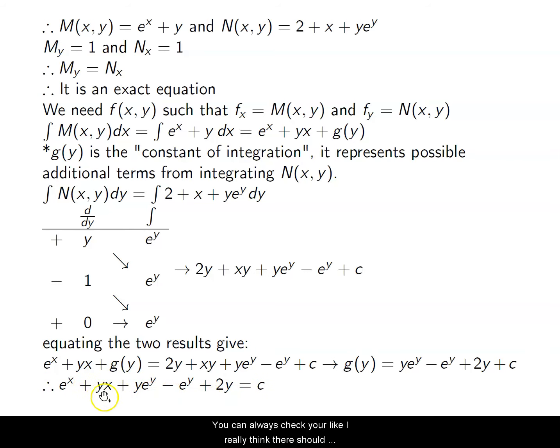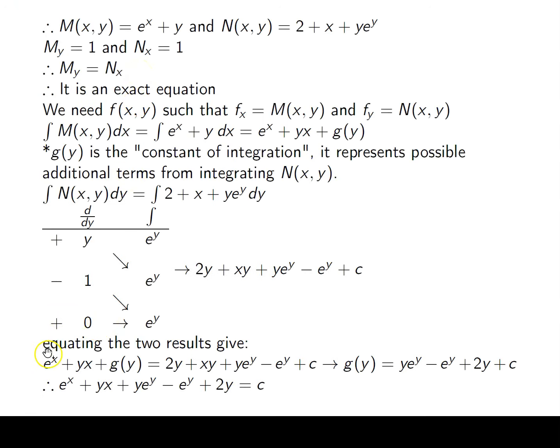And you can always check. If you're like, well, I really think it should be 2xy, Professor Williams, or I think there should be no xy's because they're equal to each other and cancel out. Well, okay, if you don't believe me, then again, you can always check, right? So let's take our function here and integrate with respect to x. I should get e to the x plus y.